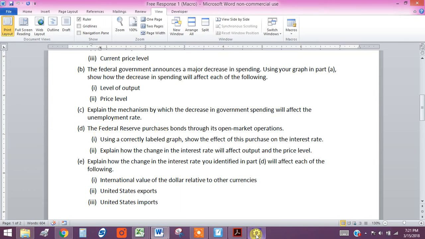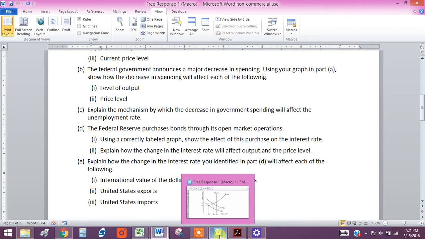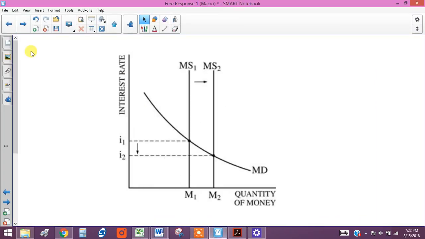So part one, we want to draw the graph. It's going to look like this. You're going to have the interest rate on the vertical axis, the quantity of money on the horizontal axis. You're going to show a shift in a vertical money supply curve to the right, and you're going to have your downward sloping money demand curve here, and with this rightward shift or increase in the money supply, you'll show that the interest rate is going to go down.